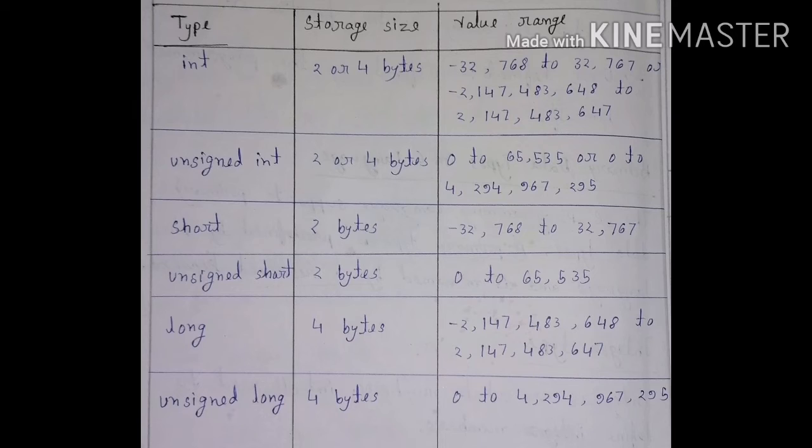So integer, the storage size of integer will be 2 bytes or 4 bytes, and value ranges are there. Now unsigned integer, the storage of unsigned integer will be 2 bytes or 4 bytes. Then short integer, the storage size of short integer will be 2 bytes. The storage size of unsigned short integer will be 2 bytes. The storage size of long integer will be 4 bytes, and the storage size of unsigned long integer will be 4 bytes. So guys, next things we'll be discussing in tomorrow's class.